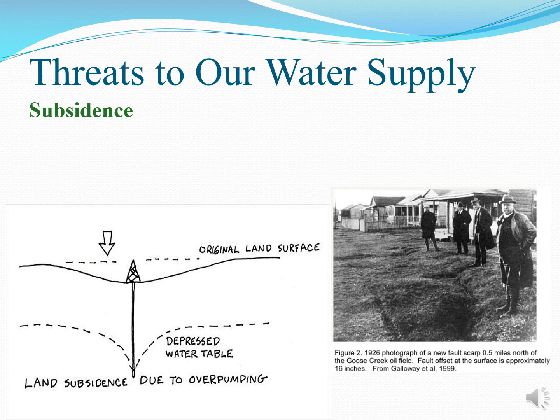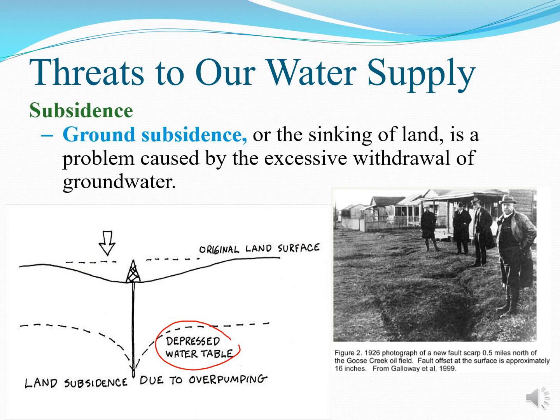Another threat, subsidence. This happens, of course, due to overpumping and a depressed water table. It is the sinking of the land, and it happens here too, right? Look at the land. The land used to be straight, then the ground went down, and so did the water, caused by excessive withdrawal of groundwater. If you look here at the ground, you see how the ground is going down? Well, that's the same thing that happened in 1926.